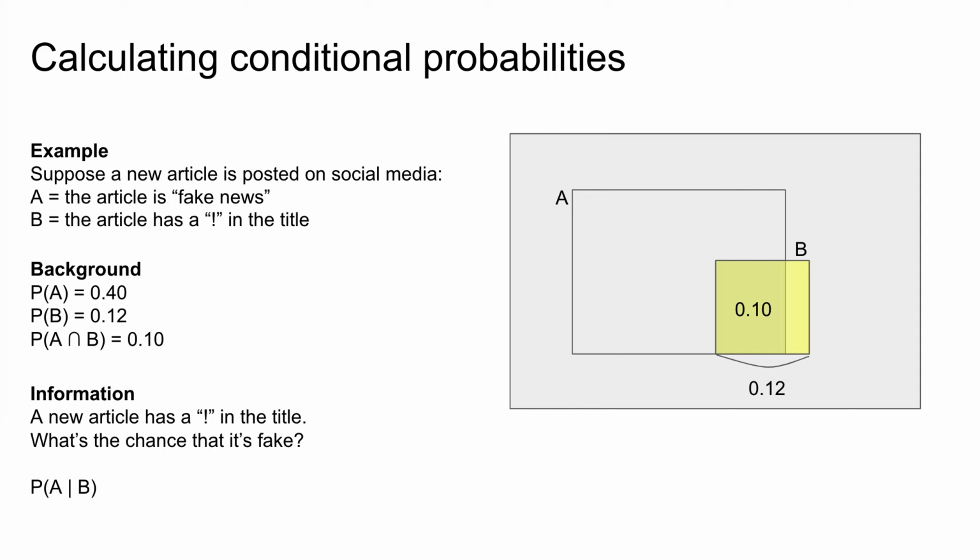Just as was the case with the marble example, the additional information that the article has an exclamation point shrinks the sample space of possibilities to those that coincide with event B. And notice that within this shrunken sample space of articles with exclamation points B, a large proportion here are fake news. Specifically, the fraction of articles with exclamation points that are fake is 0.1 divided by 0.12, or 83%.